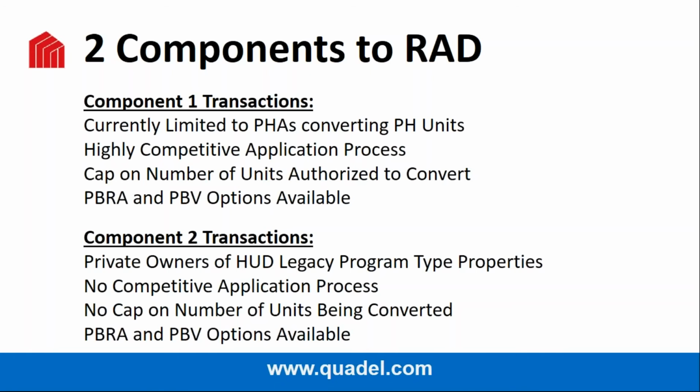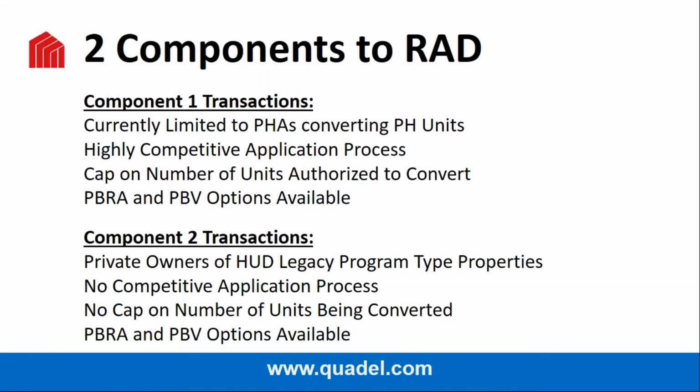Component 2 transactions are for private owners of HUD's legacy type program properties such as mod rehab, rent supp, or RAP, rental assistance payment properties. And Congress authorized the PBRA subsidy as an alternative to project-based vouchers for RAD Component 2 transactions back in 2015's Omnibus Appropriations legislation.